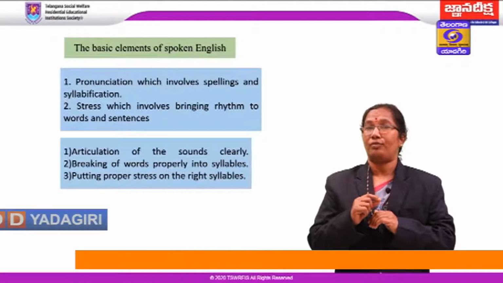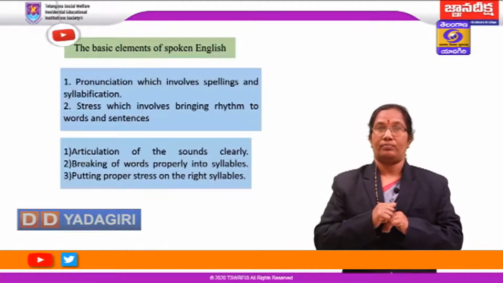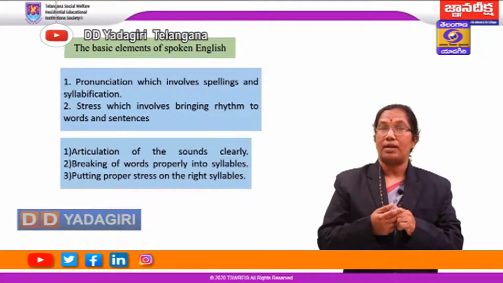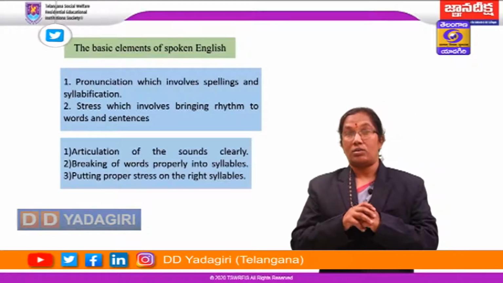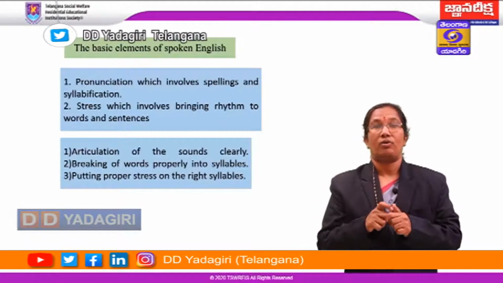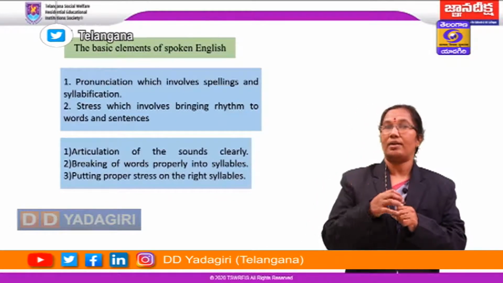For each sound or phoneme, there is a symbol. And we can find these symbols beside every entry in a dictionary. And also a chart consisting of all these symbols in the dictionary.